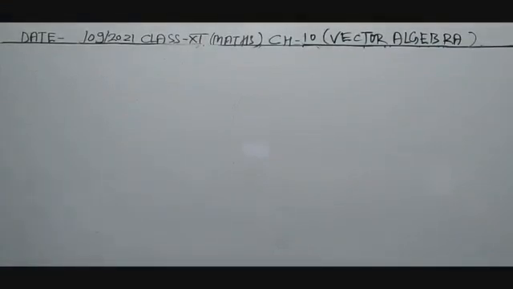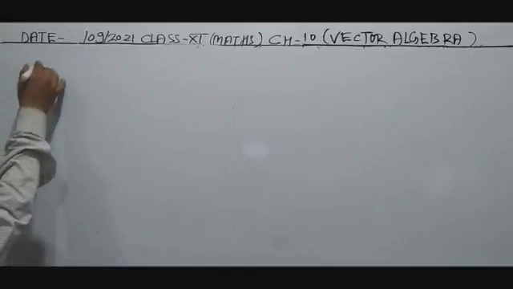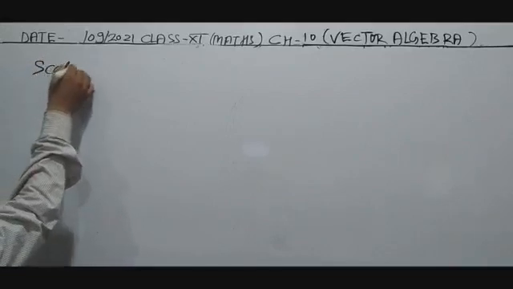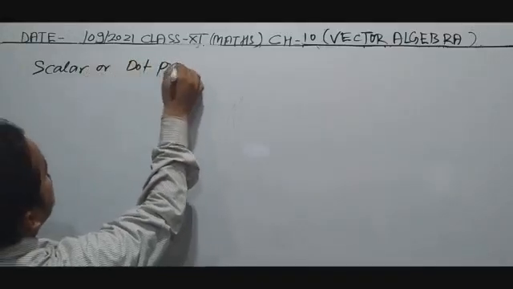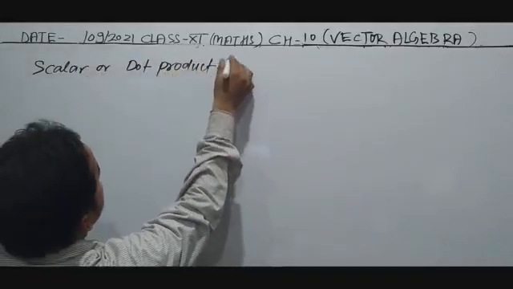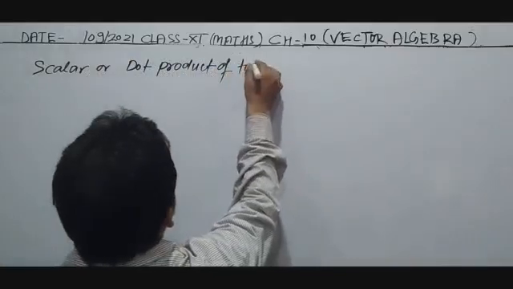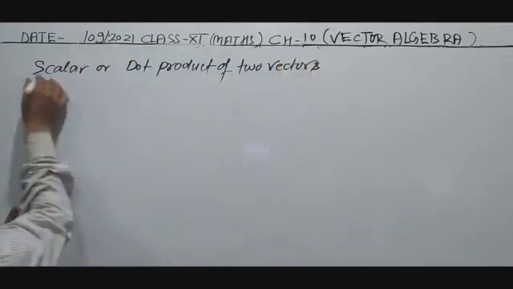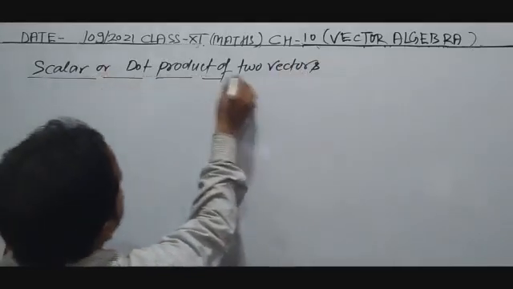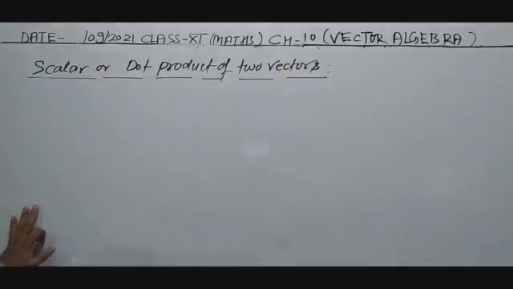So the heading is scalar or dot product of two vectors. This is the new heading: scalar or dot product of two vectors.